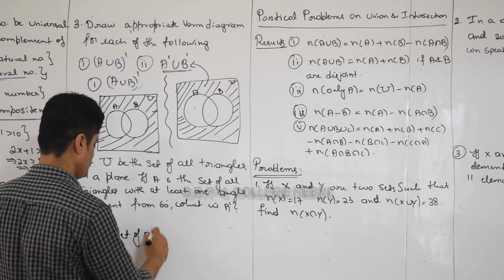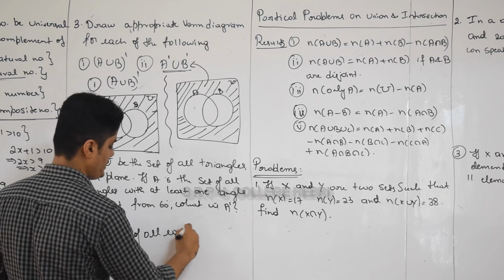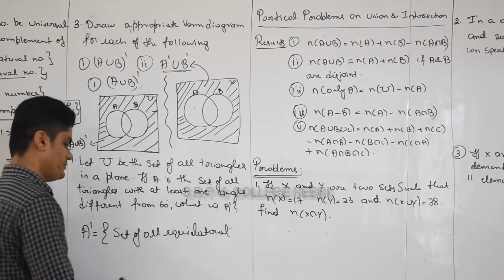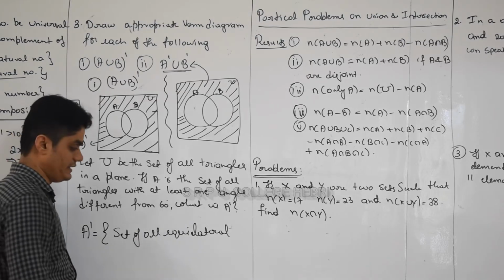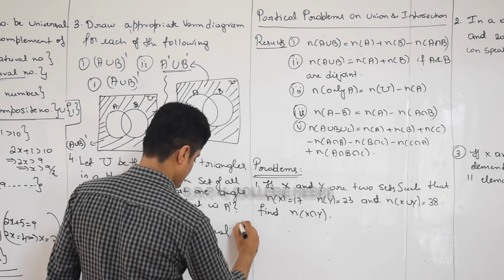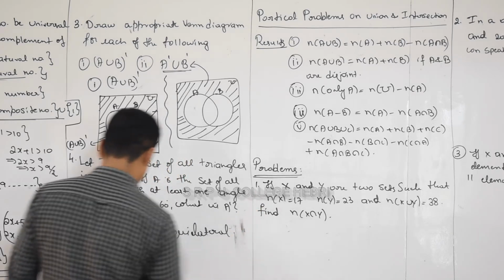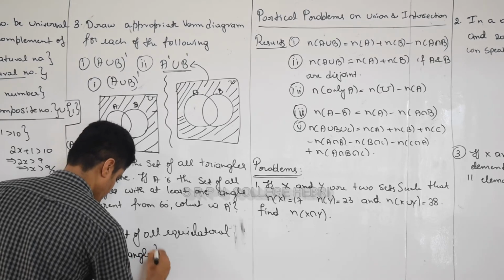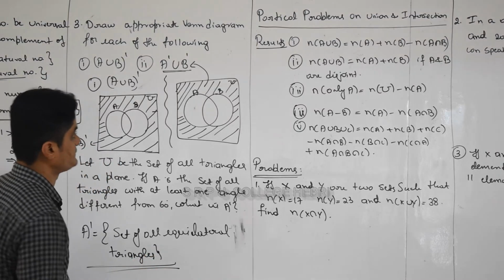Set of all equilateral triangles. Why? What do you mean by an equilateral triangle? The complement of at least one is everything is 60 degrees. Okay, set of all equilateral triangles. This is the complement of the set.